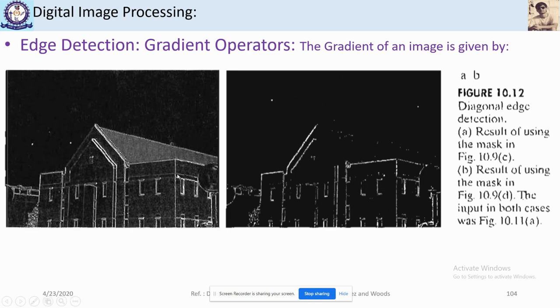Now this is the result of applying the diagonal filters. So if we apply the filter in this direction, then the edges which appear in this direction will give strong response. So these are the edges which will appear in this direction when we move in this direction. So they give the more strong response. And when we move in this direction, then these are the edges which will appear on the way. So these will give more strong response when we move in this direction. So these are the responses of the diagonal filters.